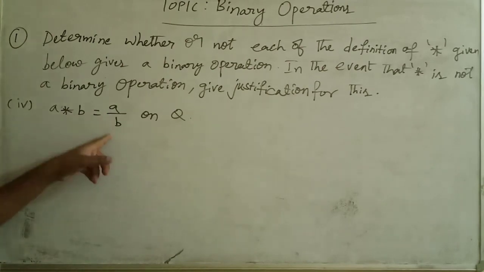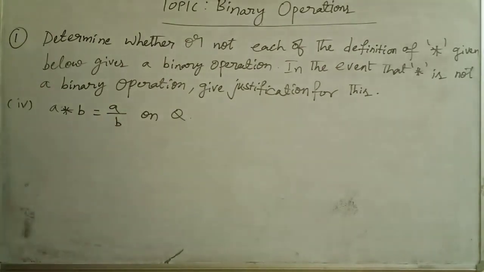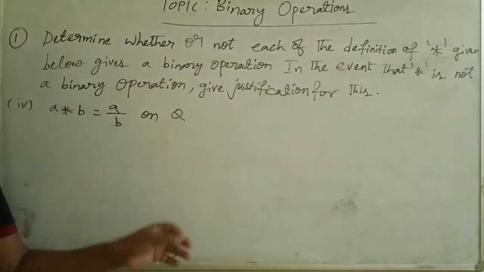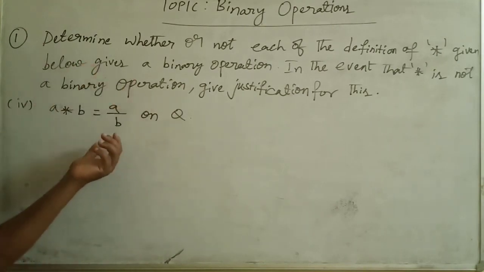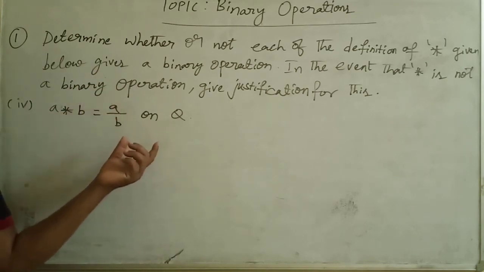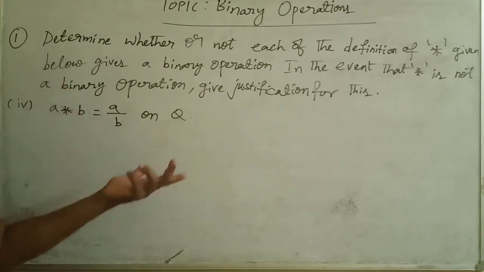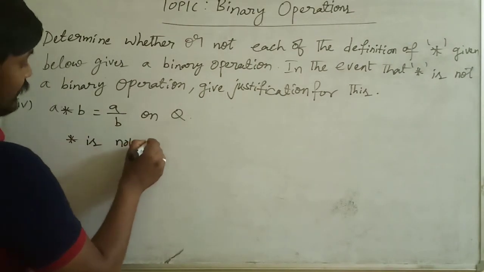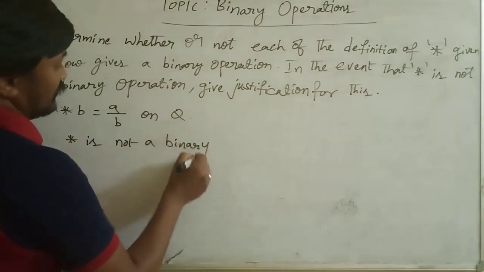Here A star B is equal to A upon B on Q, given. So by observing itself you can say that A upon B, you know that 22 upon 7 is nothing but, what do you know? It is not at all belonging to Q. It is a special case. It is an irrational number. Except those, all remaining cases, we can say this operation is possible. But is this star a binary operation? Obviously it is not. So we can write here that star is not a binary operation.